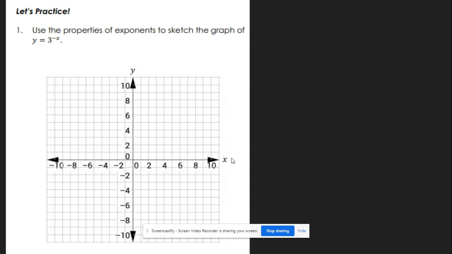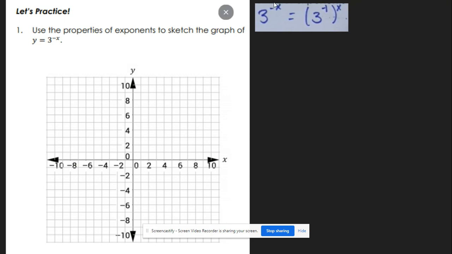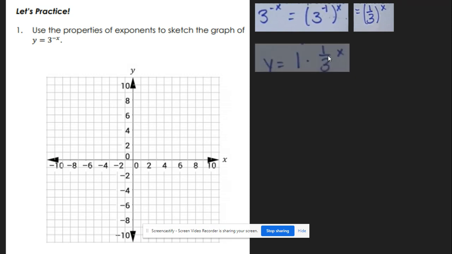If we look at this one, where we have 3 to the negative x power, okay, that means I have negative 1 times x. Well, if I'm multiplying to get my exponent, that means I have power of a product rule. So I'm distributing that x to the negative 1 to get negative x power. Well, 3 to the negative 1 power, remember, I cannot leave a negative exponent. To make it positive, I need to take the inverse, which is 1/3 to the power of x.